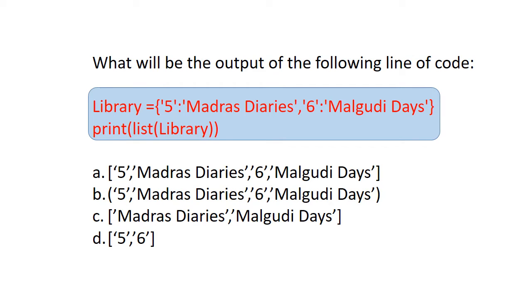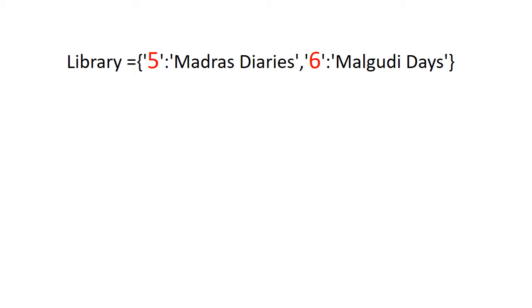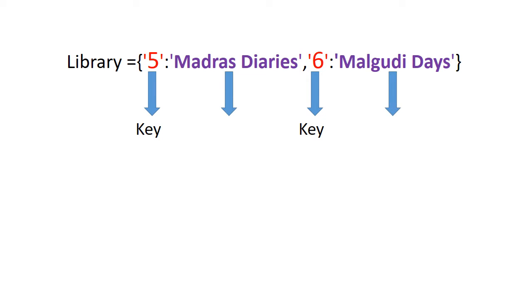Let's see how to solve this question. The variable library contains the data which is of dictionary data type, and we are trying to print it by converting it into a list. Here 5 and 6 represent the keys and these ones are the values.